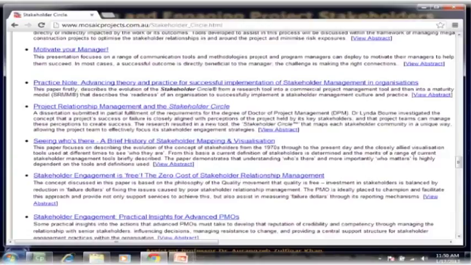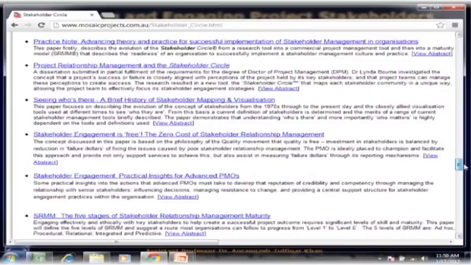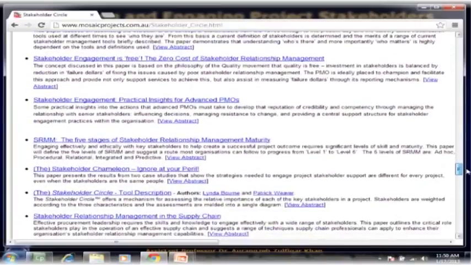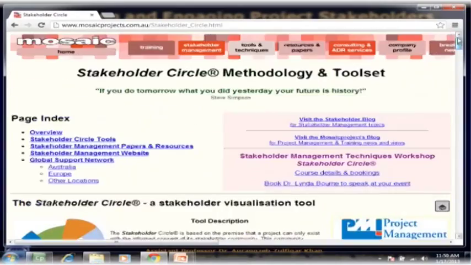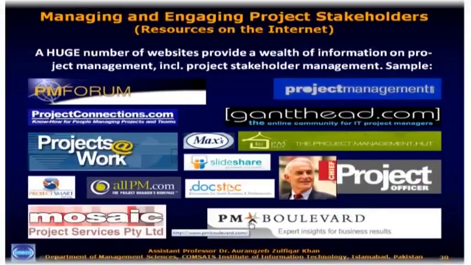So it goes on and on. Stakeholder engagement, practical insights for advanced project or program management offers, and so forth and so forth. Look at all the wealth of articles which is given over here. Now, if one goes back to our slide, this is just one website, and you have seen what a vast repository of information is given over there. Now let us go on to some other places over here. We still have some time. Let's look at this here, the Project Management Hut.